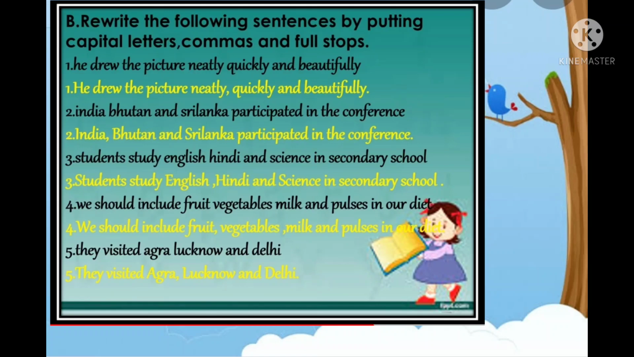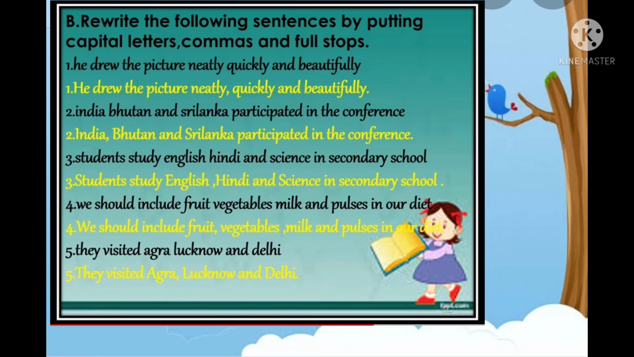Here the word English, Hindi and science also begins with the capital letter because these are the name of subjects that are proper nouns. Next one is we should include fruits, vegetables, milk and pulses in our diet. Again, we starts with the capital letter. Then we have separated fruits, vegetables and milk with comma and the sentence ends with a full stop.